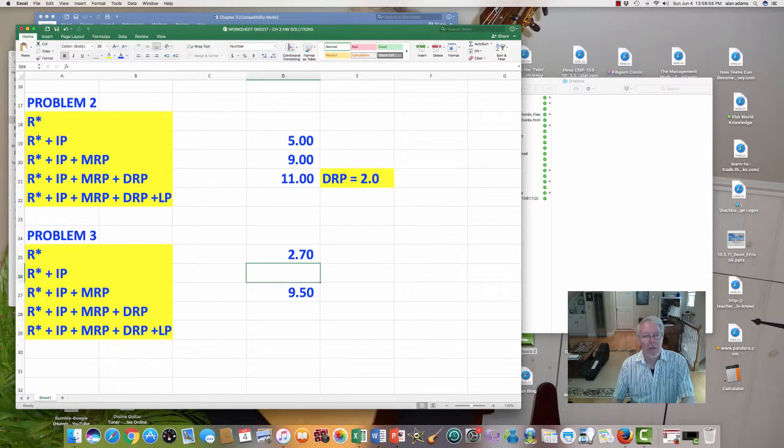Okay? All right, very good. So we are looking for IP, the inflation premium. We know that we can take 9.5 and subtract 2.7, and that's going to tell us what the rate on a T-bill is. So let's do that first. I'm going to take 9.5 and subtract the risk-free rate, and that number is 6.8%, okay?